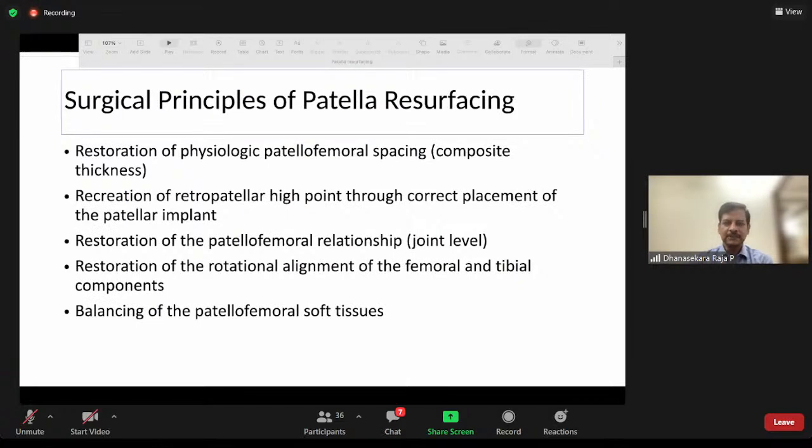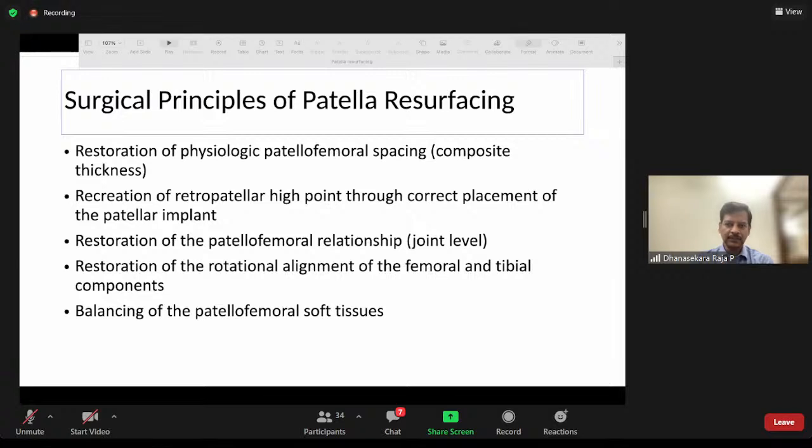So surgical principles of resurfacing: we need to restore the physiological patellofemoral spacing, the composite thickness. So we always, once we dislocate, measure the thickness of the patella, and after resurfacing, we remeasure it so that we don't overstuff the anterior compartment. Recreation of the retropatellar high point through correct placement of the patellar implant. So we know the highest point of the patella, so your resurfacing implant should reproduce that high point.